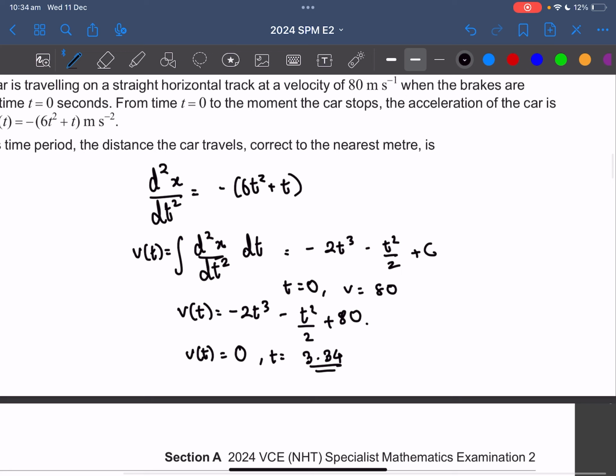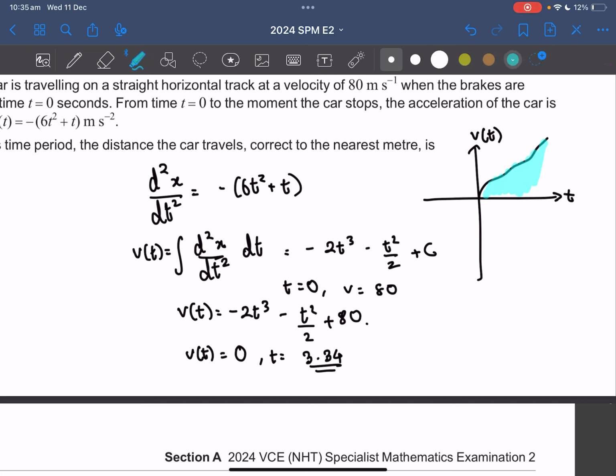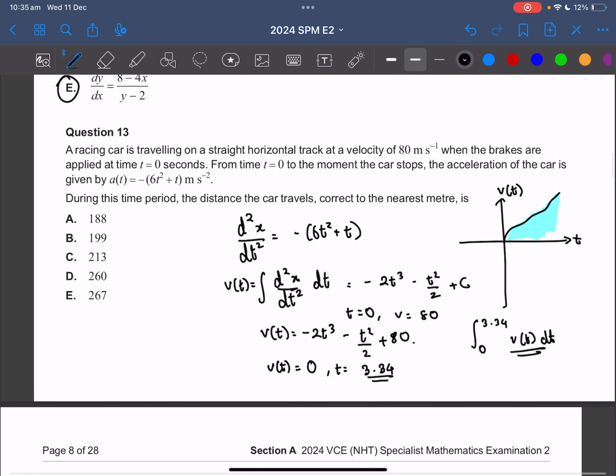Now, one thing that we also know is that the area under a velocity time graph, let's say that this is our velocity time graph, shows us the displacement, right? Or you can also say distance, because if it's speed, it's going to be distance. If it's velocity, it's going to be displacement, okay? So all we have to do now is find the area under the graph from t equals 0 to t equals 3.34, essentially. How do I do that? Well, we just have to do a definite integral from 0 to 3.34 of v(t) dt. And this will give us the distance the car travels, essentially.